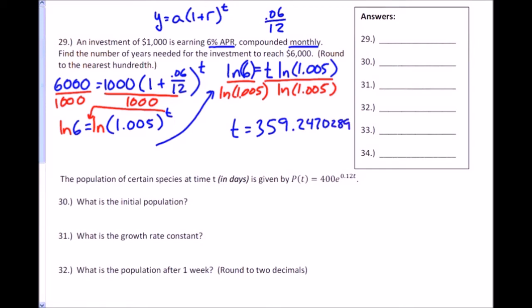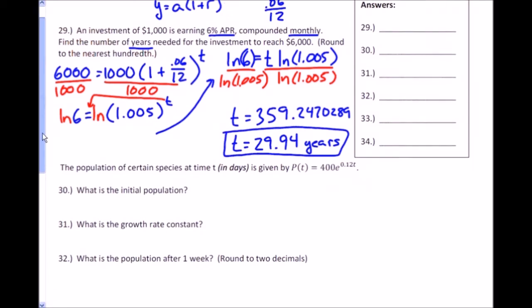And I know I'm supposed to be rounding this off. However, this is in months, and I don't want this in months. I want it in years because that's what the question asked me for. Okay, so I have to divide this answer by 12 to get the number of years. I'm going to plug that all in, and I'm going to round it to 2 decimal places now, 29.94 years. Okay? So again, make sure you're aware of which units you're using and make sure they match.